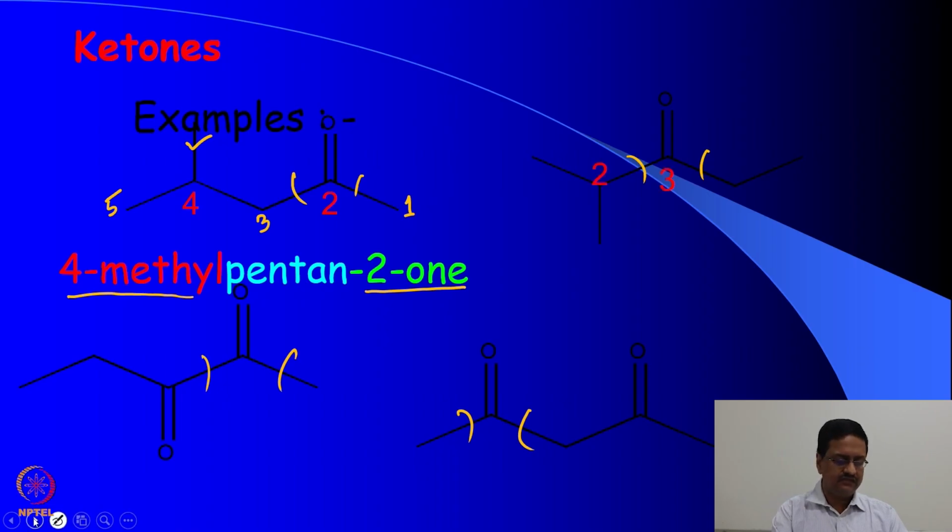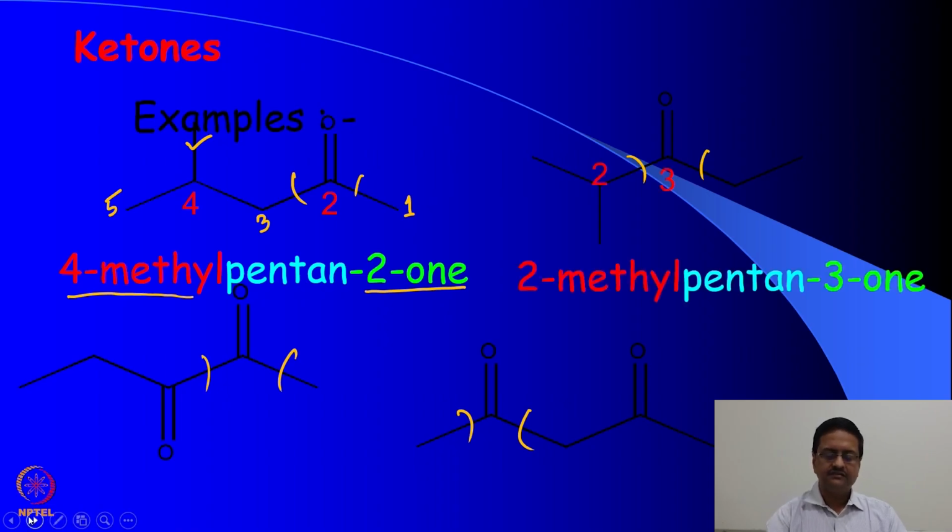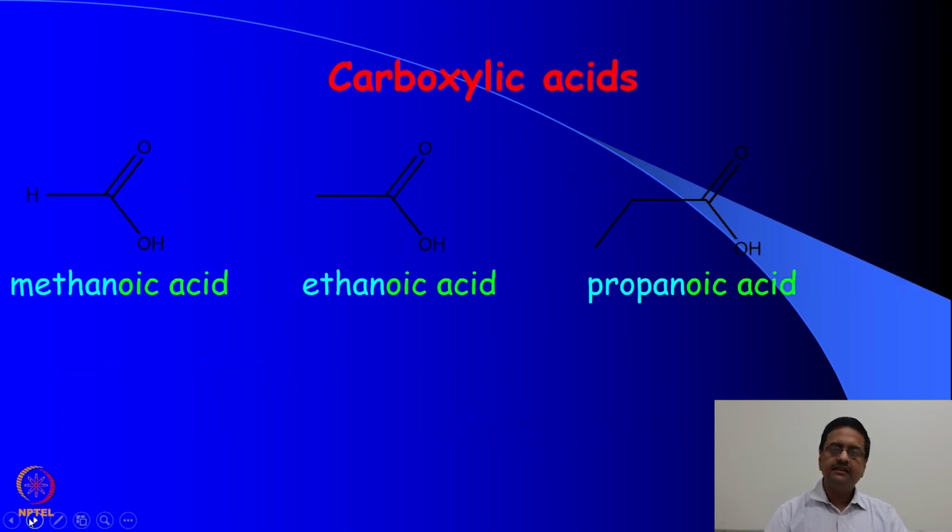The next compound that we have here is 2 methyl pentane 3 one, because the carbon atom at number 3 contains the ketone carbonyl group or the ketone moiety. So, I leave the other 2 ketones for you to identify the name of those compounds.